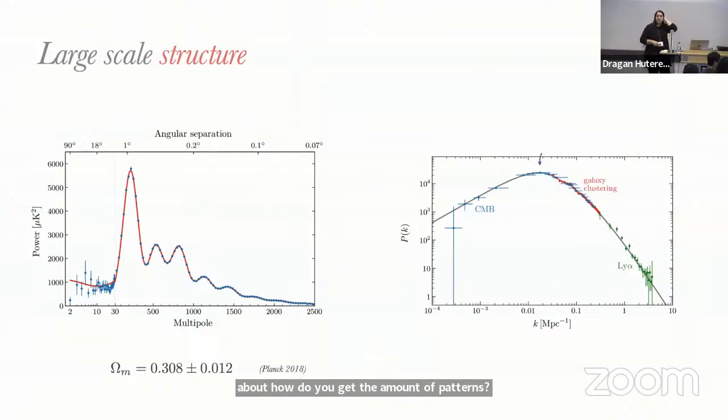But large-scale structure is one of the strongest evidences for dark matter. It's a very precise measurement that there is a non-baryonic component in our universe.